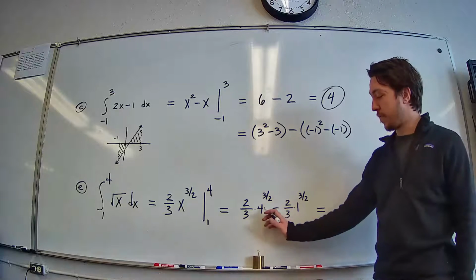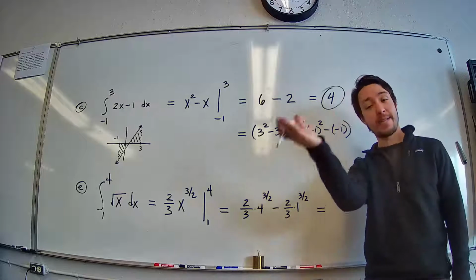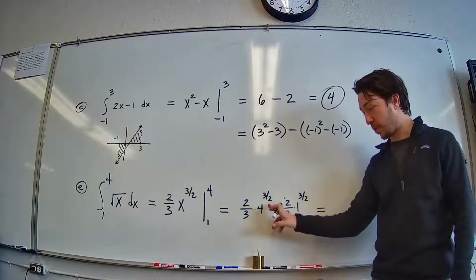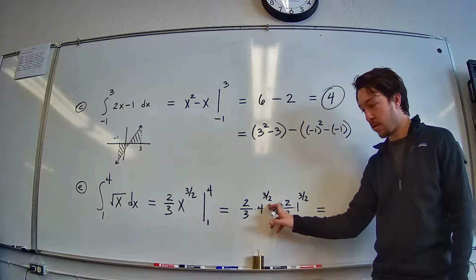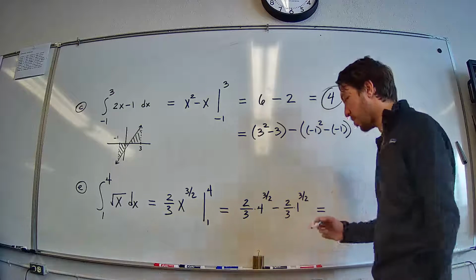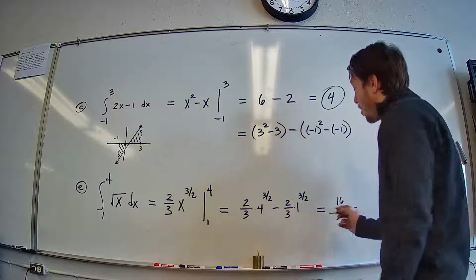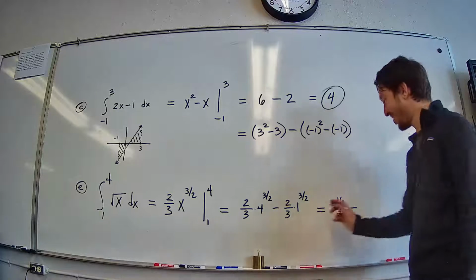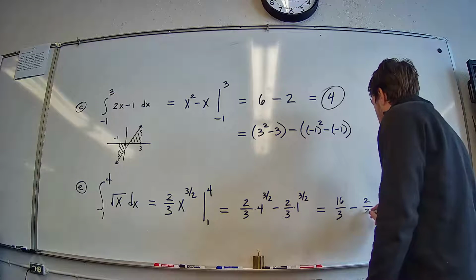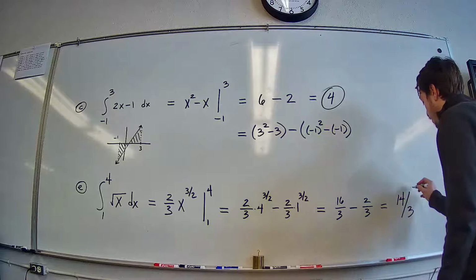What is 4 to the 3/2 power? It is 8, right? You square root, because the 2 means square root. Square root of 4 is 2, and then you cube it, you get 8. 8 times 2/3 is 16/3. And then this is a little bit easier. It's just 2/3. And so the answer is 14/3.